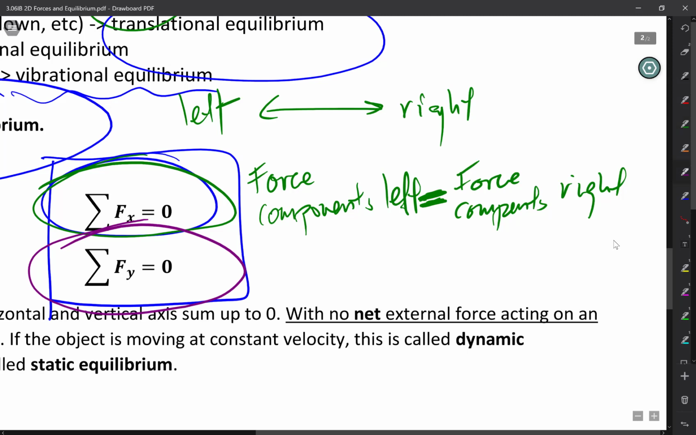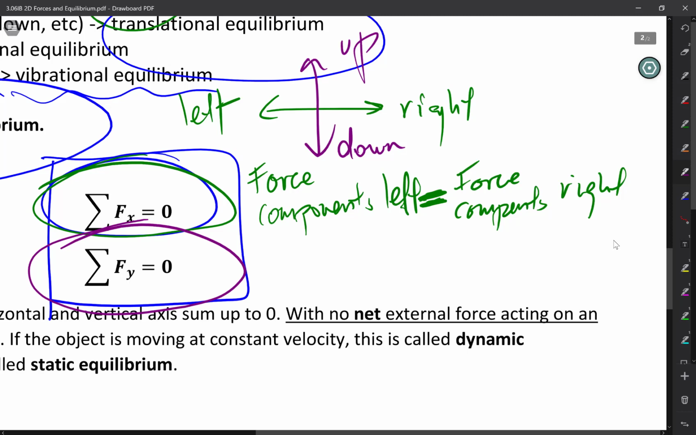And same thing with the y. Let's say y is up and down. I'm just choosing these axes arbitrarily, but left and right could very well be into the page, out of the page. Up and down could be, I don't know, forward or backwards.